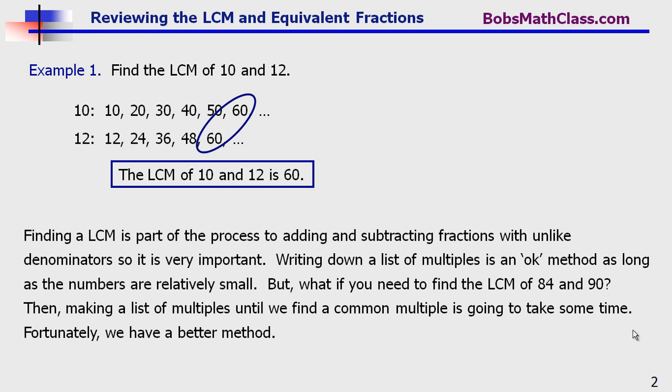But what if you have to find the LCM of 84 and 90? Then making a list of multiples until we find a common multiple, that's going to take some time, quite a bit of time. I believe the LCM of 84 and 90 is like 1,260, so it's going to take a while to get to 1,260 by listing all the multiples. Fortunately, we have a better method. We have a proper process. And this process will also make it easier when we make the transition to algebra.